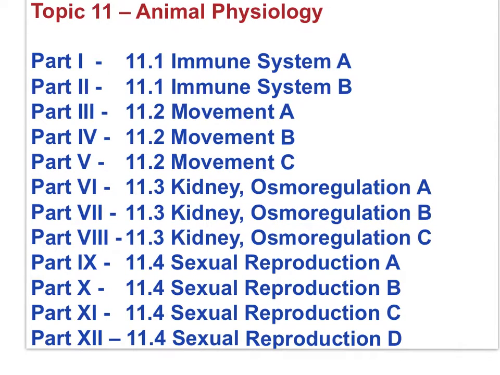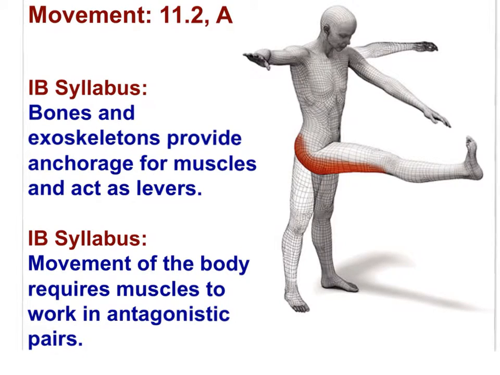Here is the outline of all the available movies for Topic 11. Use this outline to find the movie you need for review. This movie is focused here. Here are the first two IB syllabus statements of the movie. Bones and exoskeletons provide anchorage for muscles and act as levers. Movement of the body requires muscles to work in antagonistic pairs.